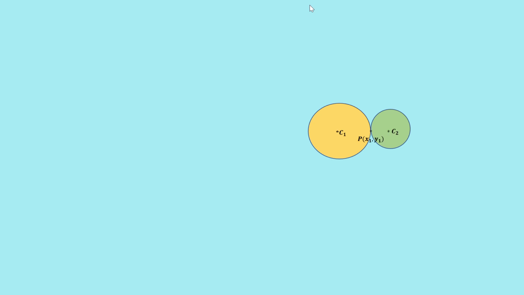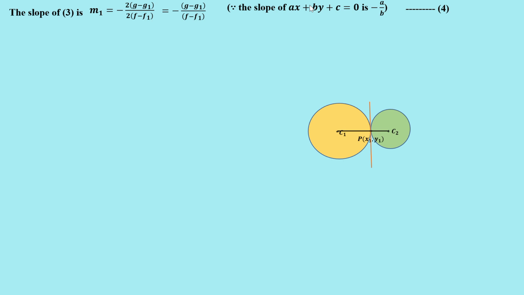Now see, this straight line passes through P(x1, y1). The slope of 3 is m1, which is equal to −2(g − g1) / 2(f − f1). We know for ax + by + c = 0 that the slope of the line is −a/b, the coefficient of x by the coefficient of y, so we are using that formula. The 2 and 2 get cancelled: −(g − g1)/(f − f1). So that is equation number 4.